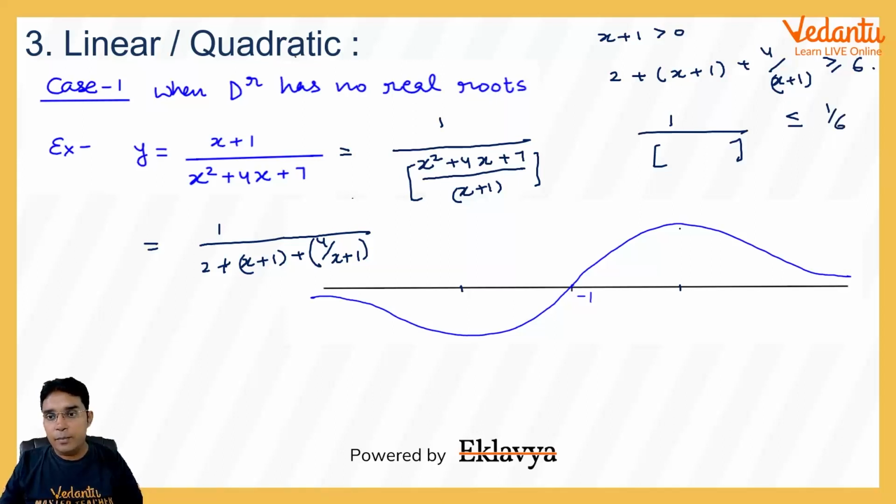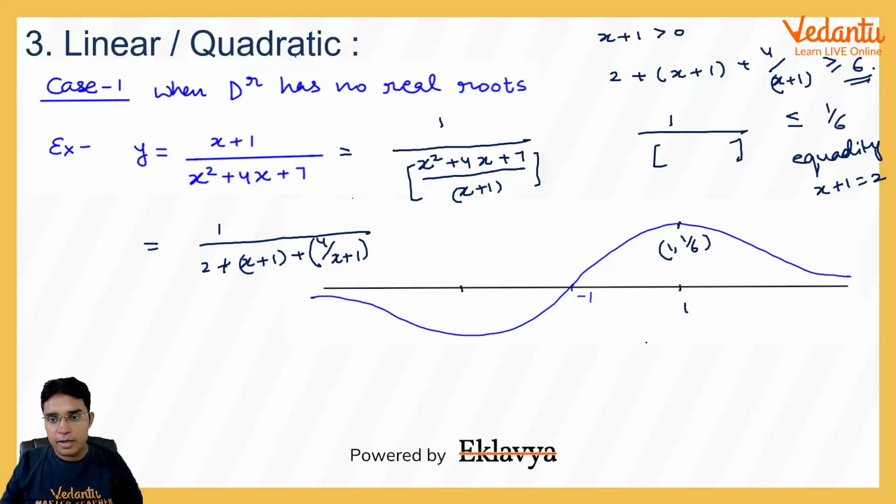So isn't that a point of maxima in that case? Because the denominator is greater than or equal to 6 and the reciprocal is less than or equal to 1 by 6, this is the point where you will get 1 by 6, and other than that, when x plus 1 is positive, you will be getting less than 1 by 6. If you remember, this equality will happen when x plus 1 is equal to 2, that is x equal to 1. So 1 comma 1 by 6 is this point.